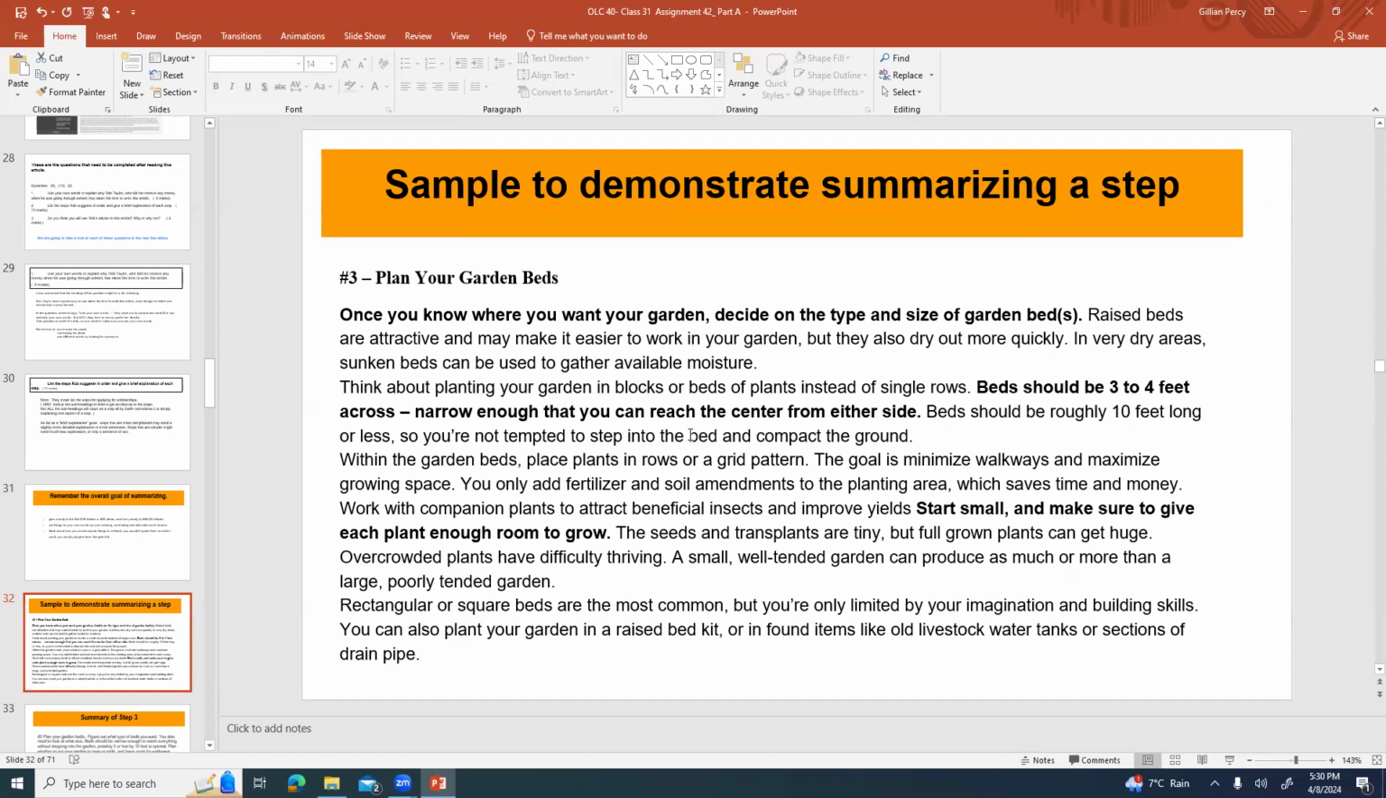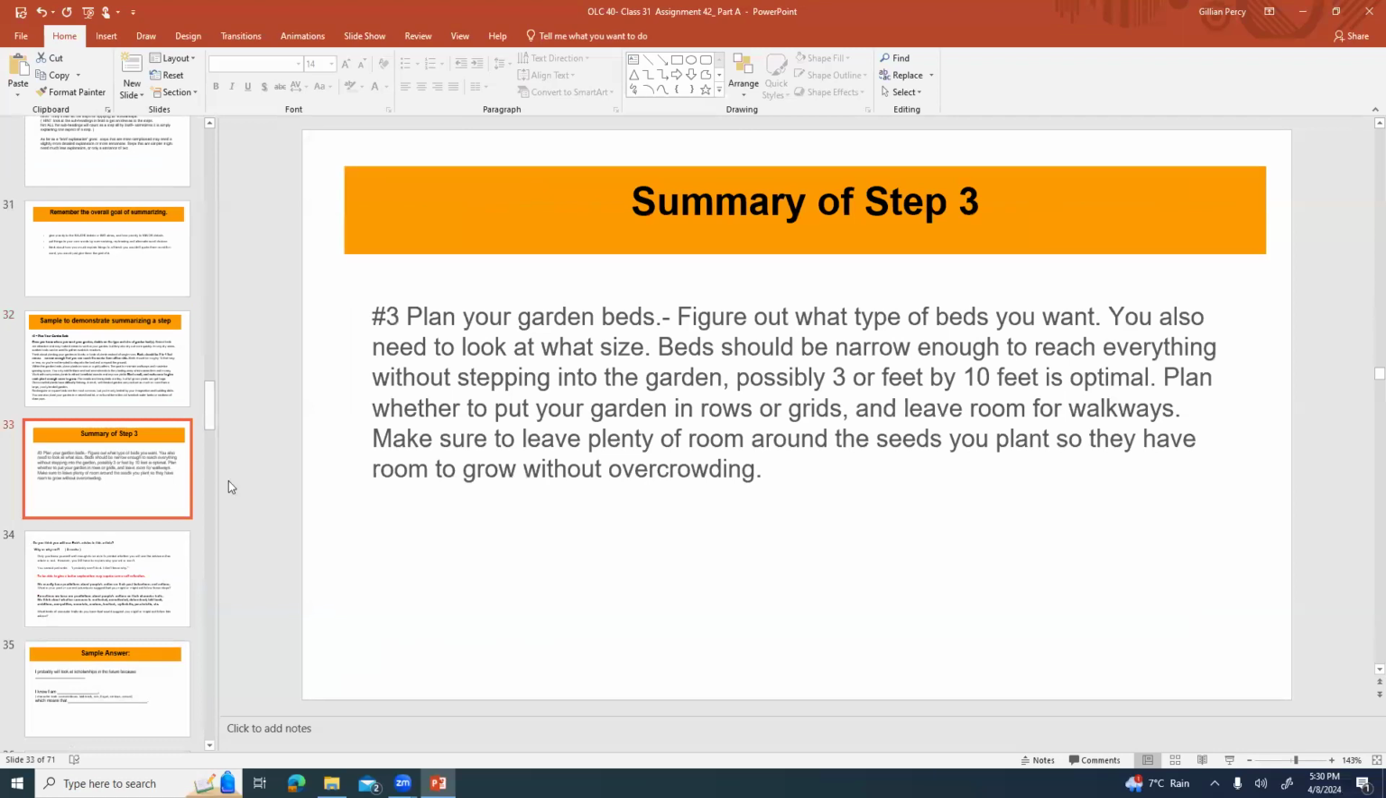Okay, so there's a lot of information there, and I don't want to write everything. I just want to write the most important things. What are the big things to think about when you're going to plan your garden beds? So here's what I said was the most important things. Figure out what type of beds you want. And I didn't go into details about that, although I could have. You also need to look at what size.